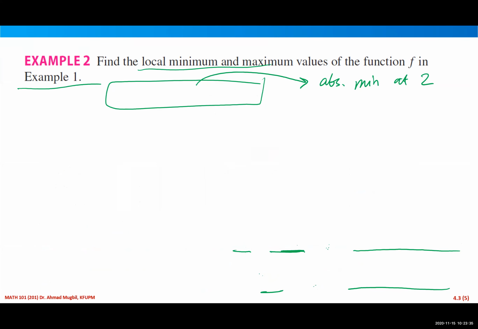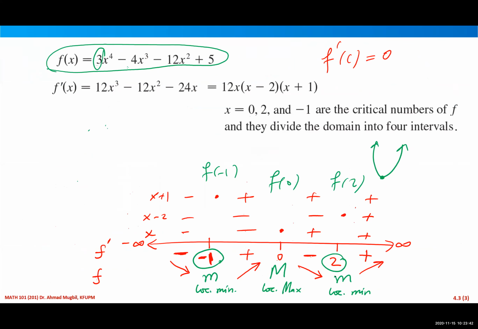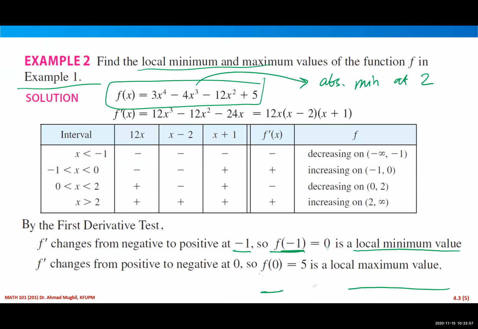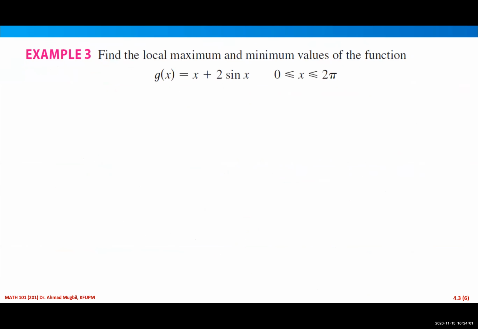To summarize, if you did this table in the right way, you can also know where it is increasing, where it is decreasing, where is the local maximum, where is the local minimum, and you need just at the end to find the values at these points. If he is asking about the values, the maximum value and the minimum value. But if he is just asking about the x coordinates, where it has minimum or maximum, you can just stop there. Another example, find the local maximum and minimum values.